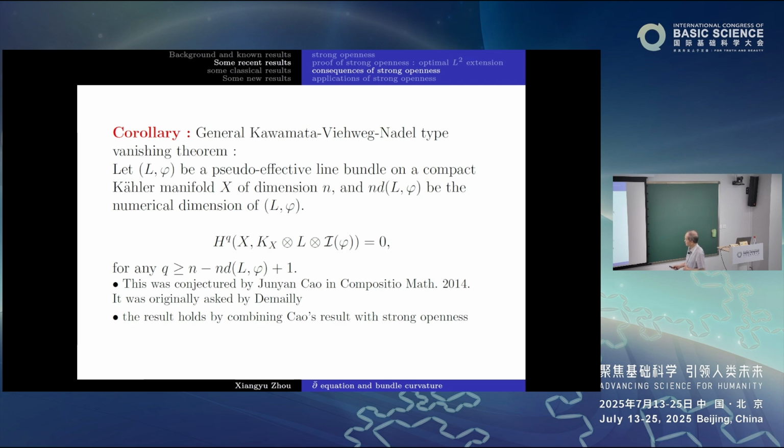Another corollary is the following vanishing theorem. Here we can consider a pseudo-effective line bundle. In this case, we can define the numerical dimension of this singular pseudo-effective line bundle. So we can get this vanishing theorem for any q bigger than this lambda. In particular, when this bundle is big, then the numerical dimension of this big bundle is just n. In this case, the theorem reduces to Nadel's vanishing theorem.